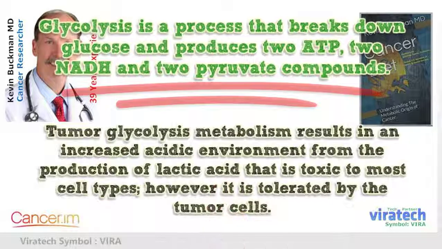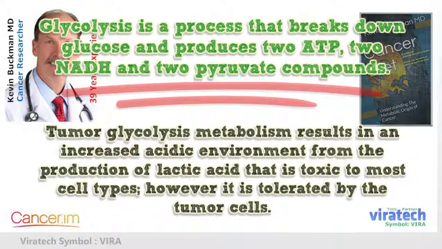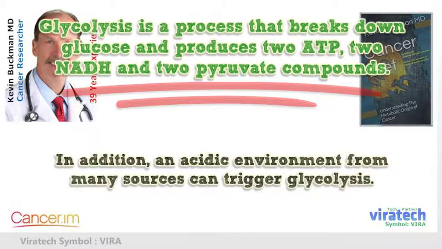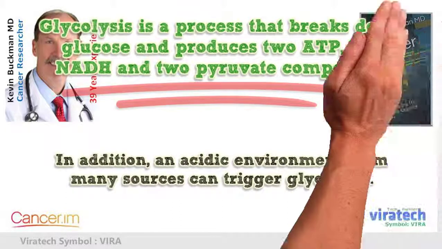Tumor glycolysis metabolism results in an increased acidic environment from the production of lactic acid that is toxic to most cell types, however it is tolerated by the tumor cells. In addition, an acidic environment from many sources can trigger glycolysis.